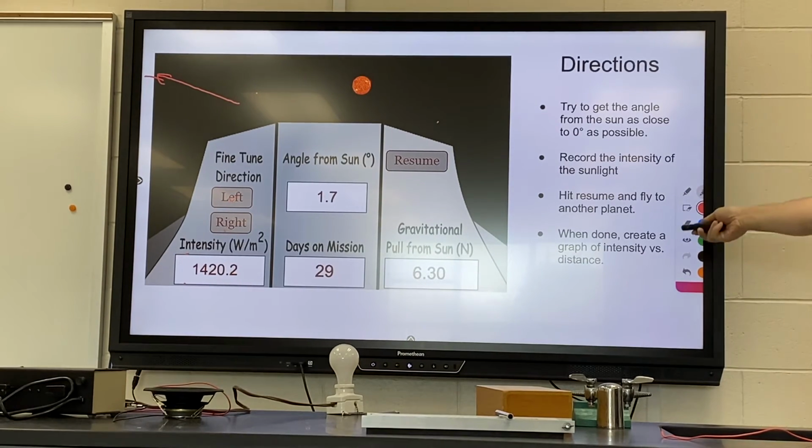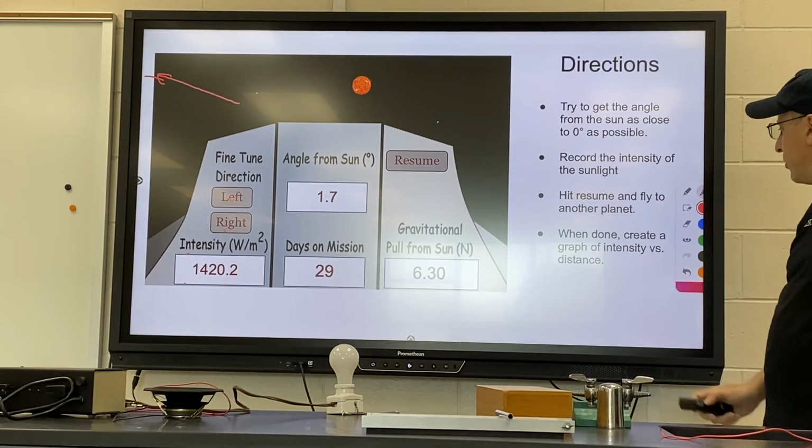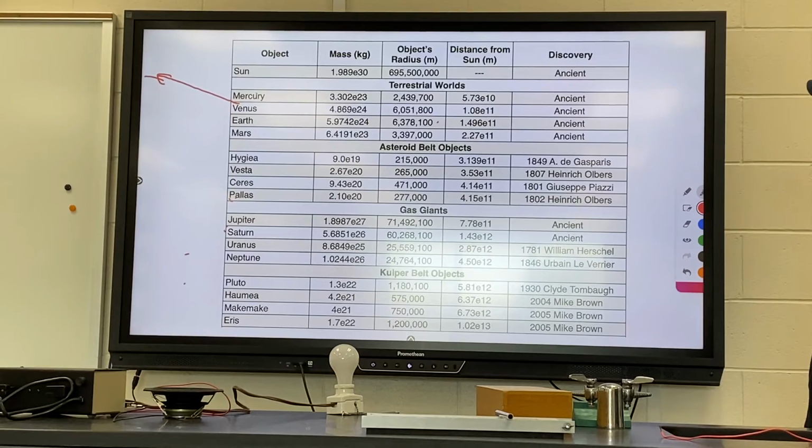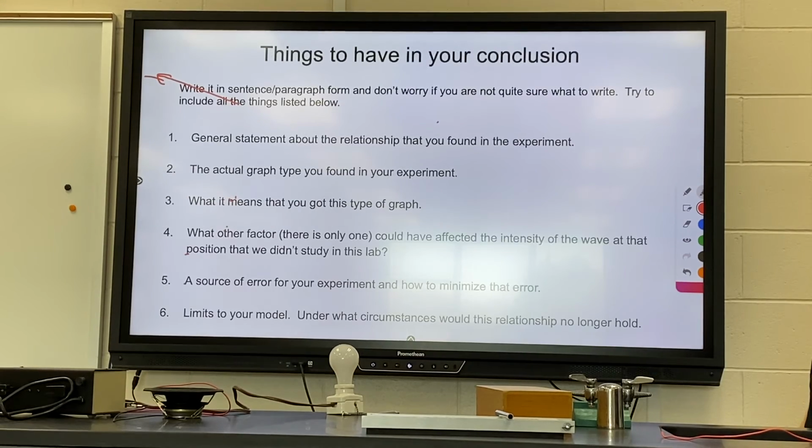Okay, again, all your directions are written down here. When you're done collecting your data, make a graph of intensity versus distance. Again, you need your reference sheet with all your distances on it. You're going to make your graph. You're then going to go through your conclusion.